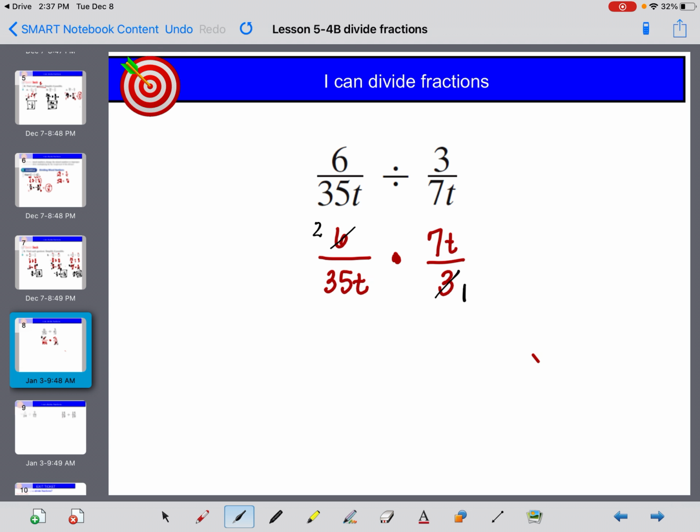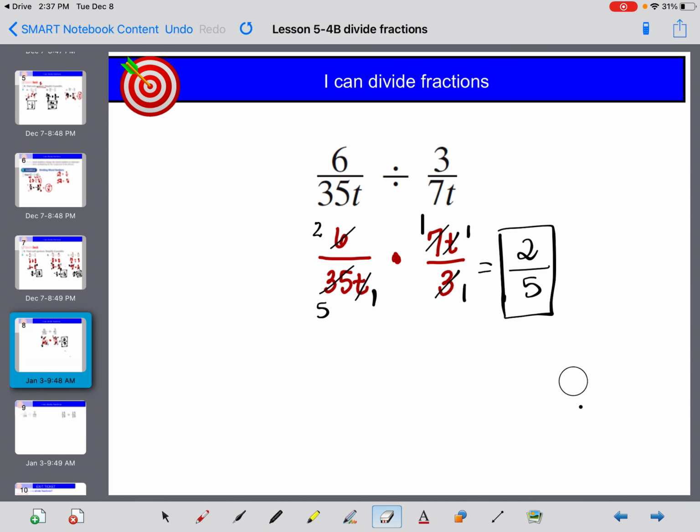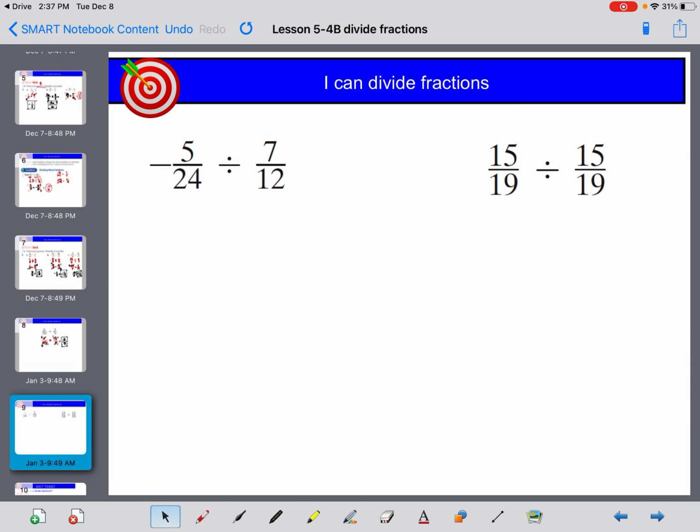6 and 3 have a common factor of 3. 7t and 35t have a common factor of 7t, right? So t's cross out and become 1. And then 7 and 35 are both divisible by 7. 2 times 1 is 2. 5 times 1 is 5. My answer is 2/5 because my variables canceled out.